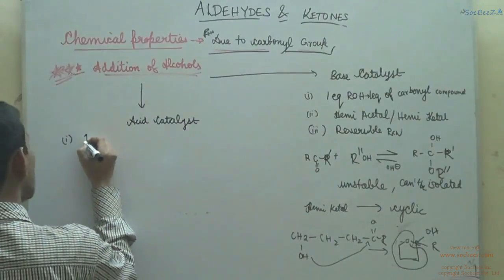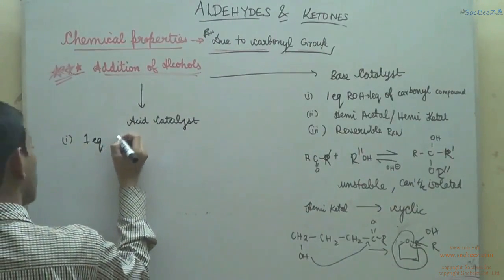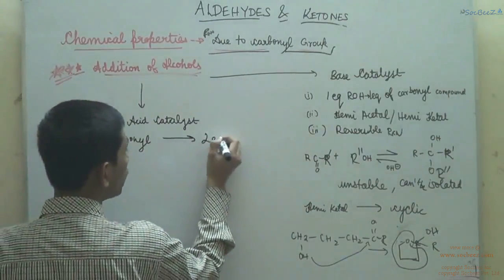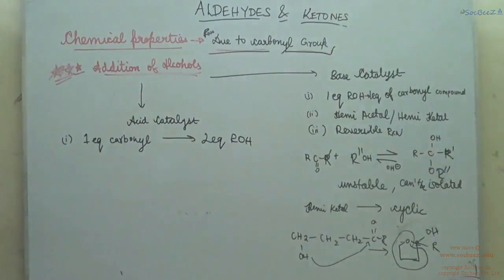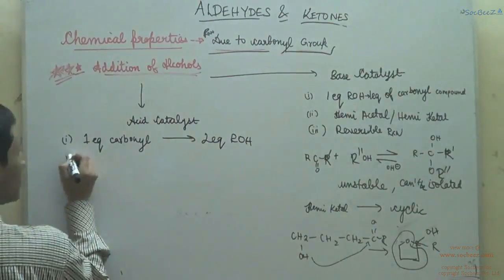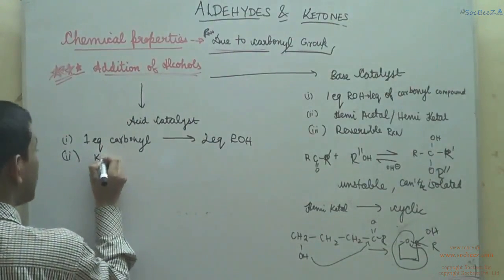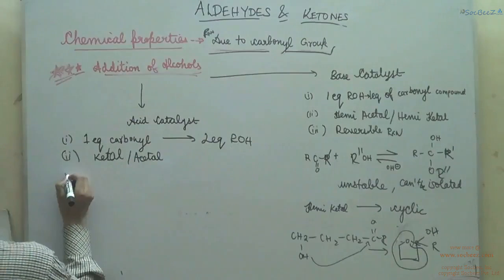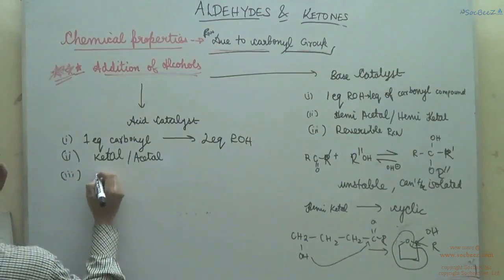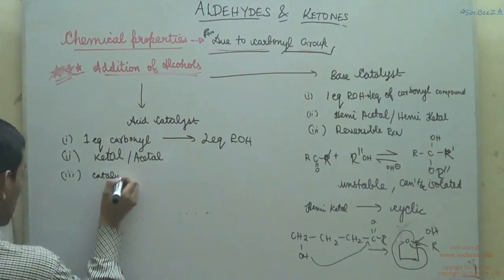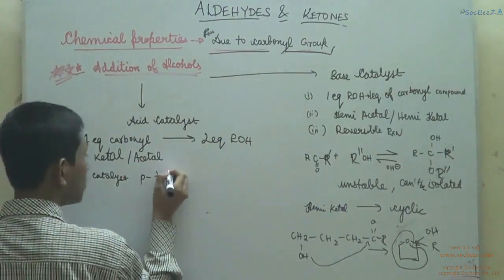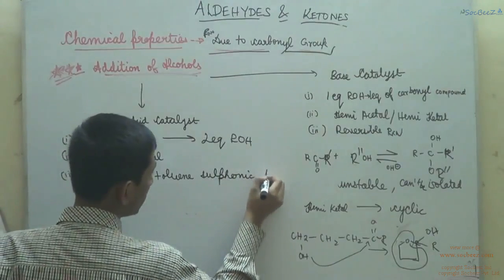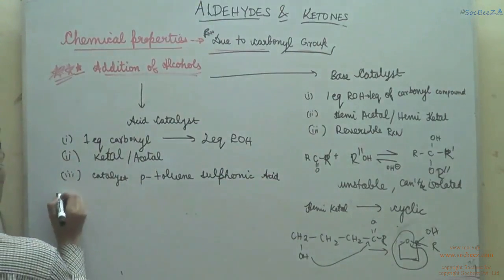Here, in the case of acid catalyst, one equivalent of carbonyl compound reacts with two equivalents of the alcohol. That's the distinction, and the product is nothing but ketal or acetal, depending upon whether it's a ketone or an aldehyde. And third, the catalyst in most cases used is para-toluene sulfonic acid. Let's go about how it happens.